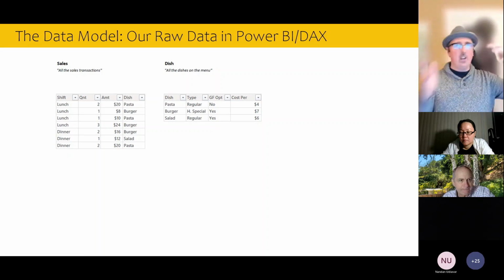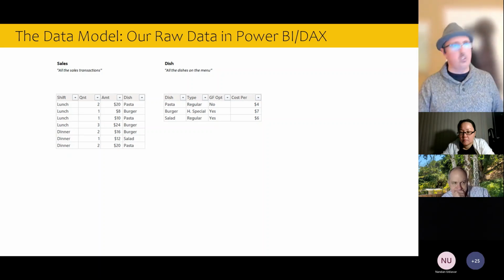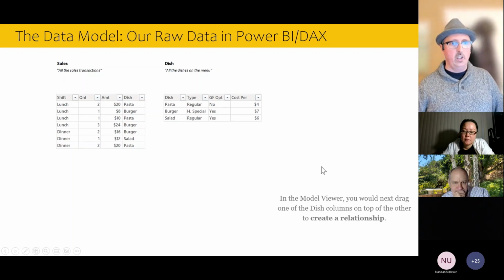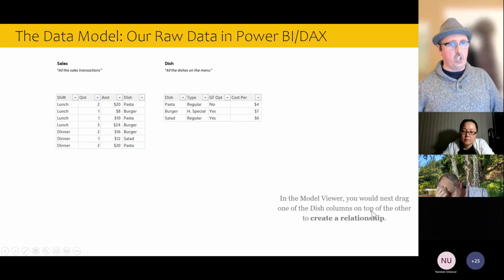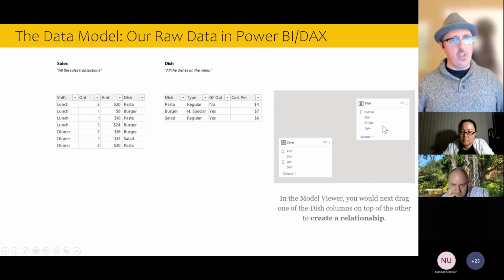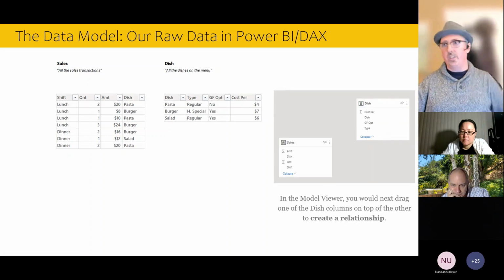In Power BI, you don't have VLOOKUP, you have relationships. So in Power BI, what would you do? In the model viewer, you would drag one of the dish columns on top of the other to create a relationship. What does that look like? You'd find a screen that looks like this, which I refer to as the International Space Station.